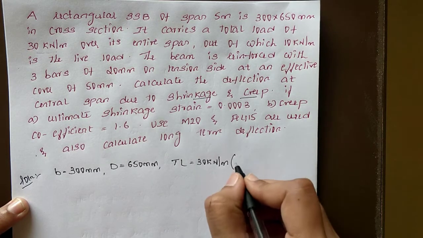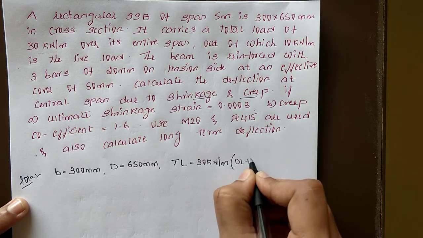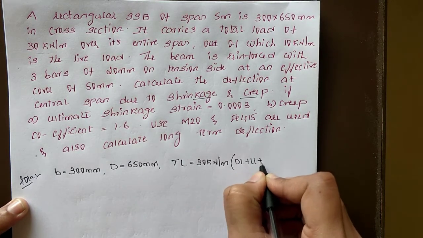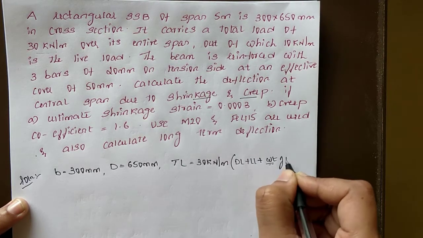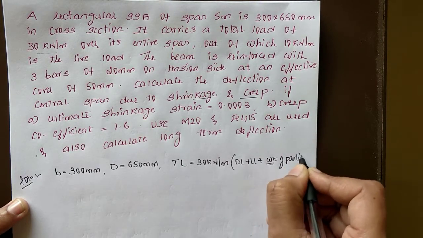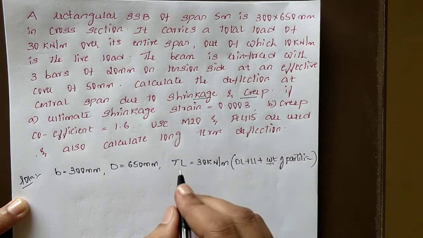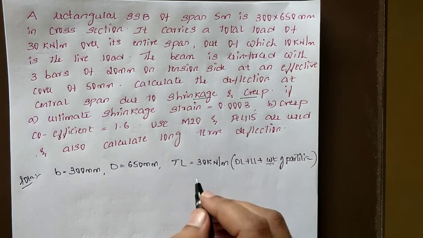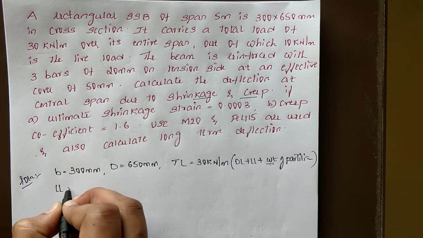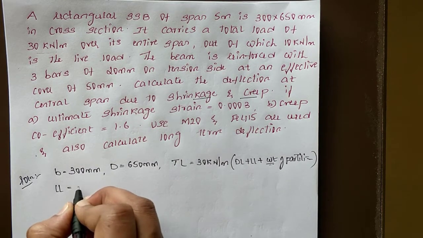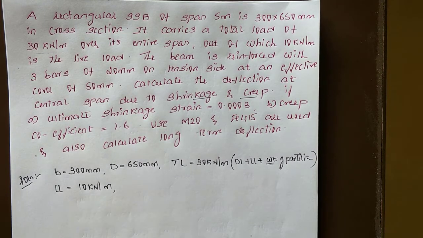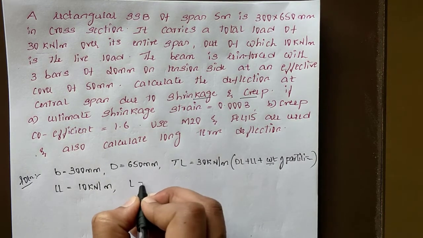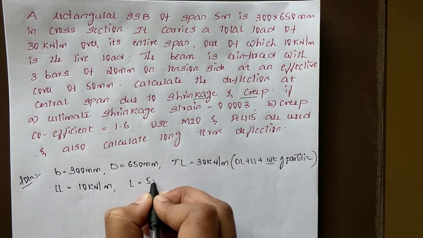Total load means it includes dead load plus live load plus weight of partition. In that total load, the live load amount they have given, that is 10 kilonewton per meter. And the span they have given, that is 5 meter.